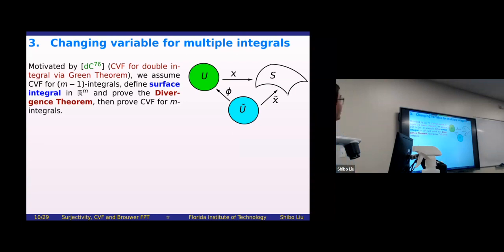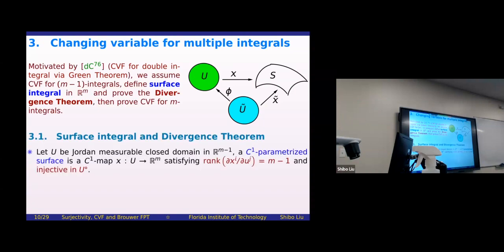For this purpose, we have to use mathematical induction. We assume that the change of variable formula is true for n minus one dimensions, so that we can define the surface integral using the n minus one dimensional volume integral. Then we establish the divergence theorem. Do Carmo used Green's theorem to prove the two-dimensional formula; we use the general divergence theorem to prove the n-dimensional one. That is the idea. So we need some concepts.